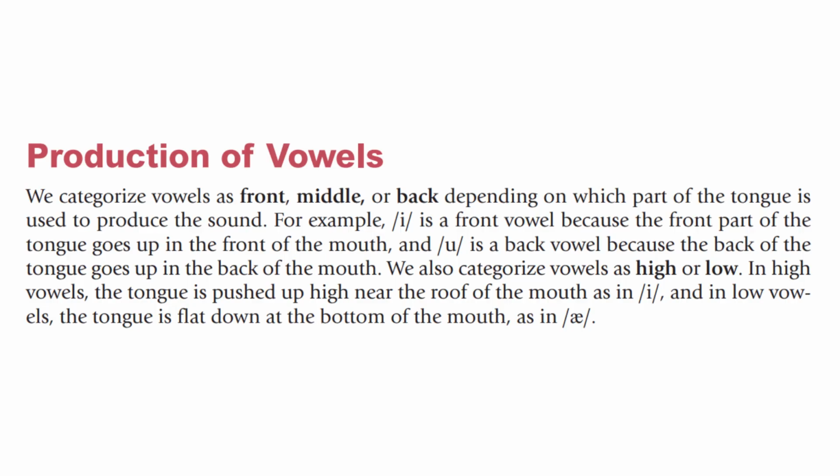Production of vowels. We categorize vowels as front, middle, or back, depending on which part of the tongue is used to produce the sound. For example, E is a front vowel because the front part of the tongue goes up in front of the mouth. And U is a back vowel because the back part of the tongue goes up in the back part of the mouth. We also categorize vowels as high or low. In high vowels, the tongue is pushed up higher near the roof of the mouth, as in E, and in low vowels, the tongue is flat down at the bottom of the mouth, as in ah.